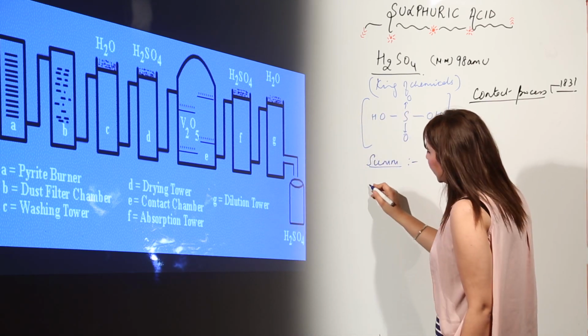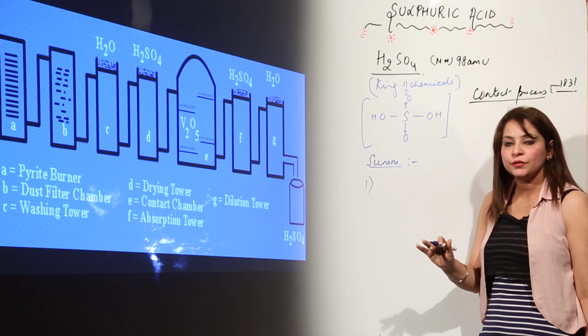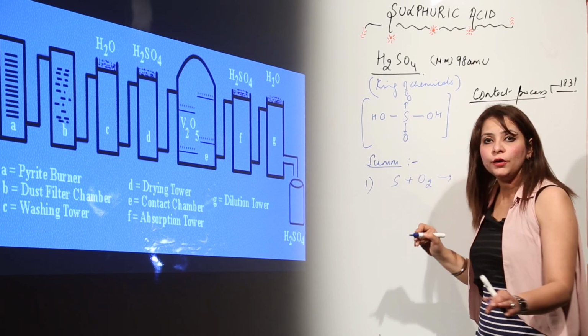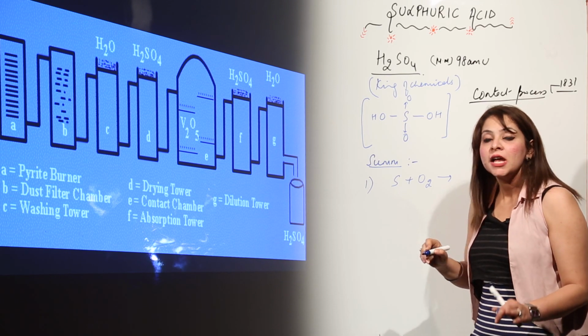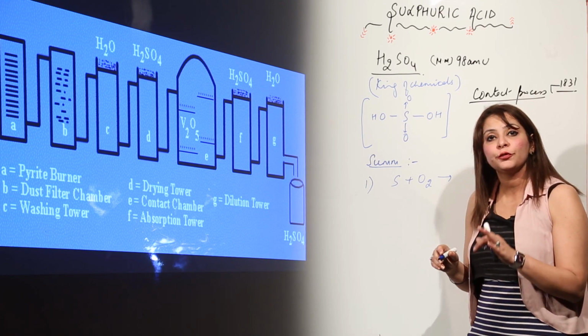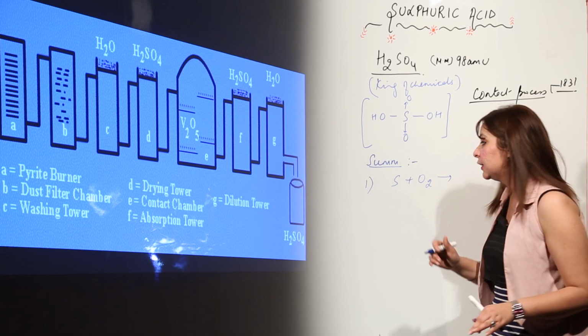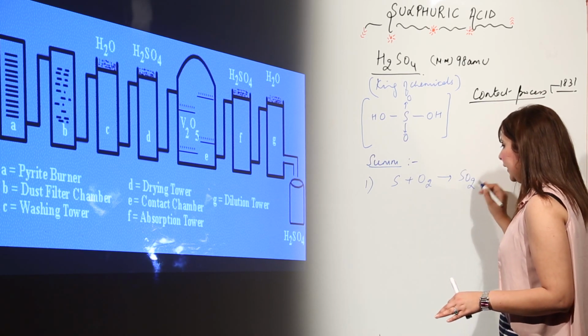The first reaction involved in the production of sulfuric acid is S plus O2, that is the burning of sulfur. That means sulfur is being burned, and it is burned in the presence of air, which is mostly composed of oxygen gas. So it forms sulfur dioxide.